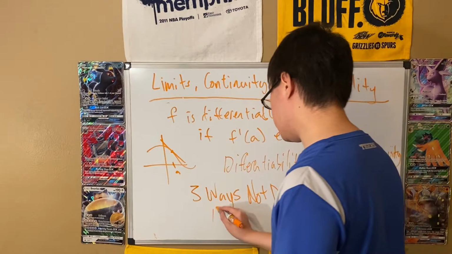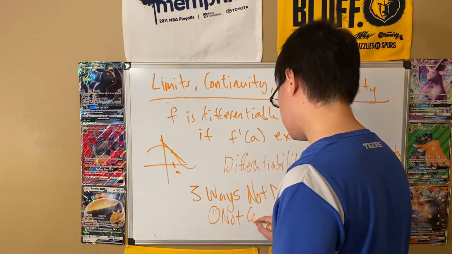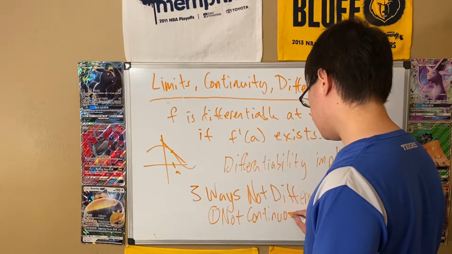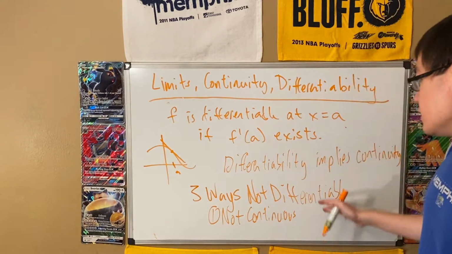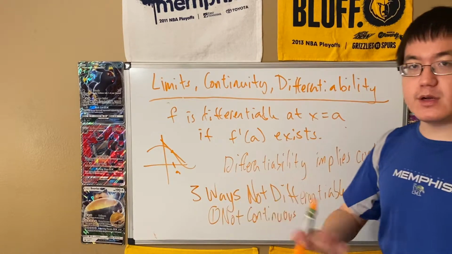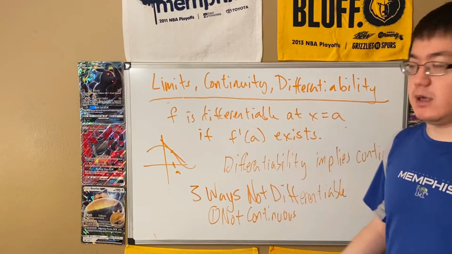Well, the first one is not continuous. Again, if you lift up your pencil, you're not going to be able to find the slope there. If you're not continuous, well, differentiability implies continuity, so you can't be differentiable.